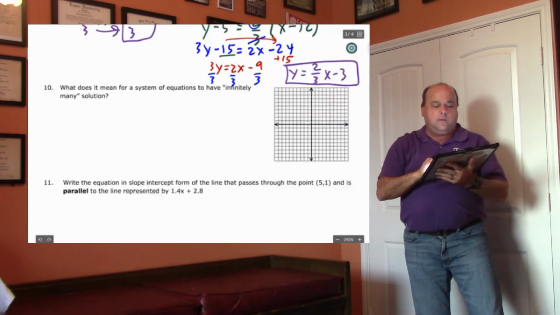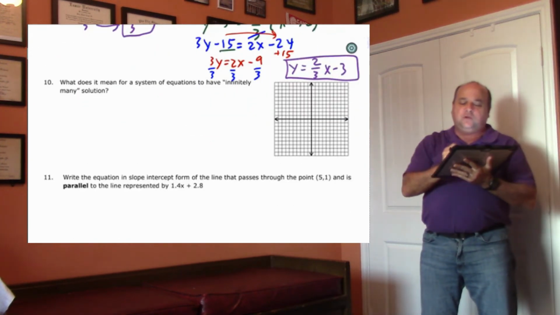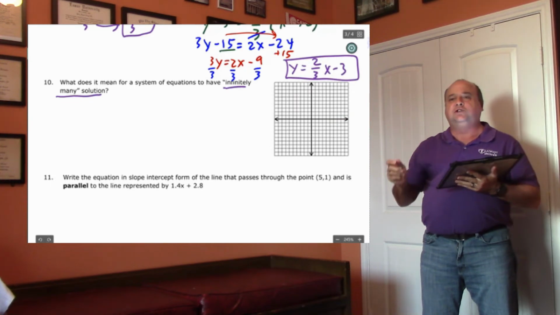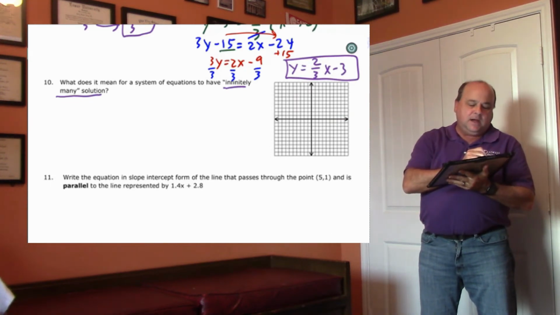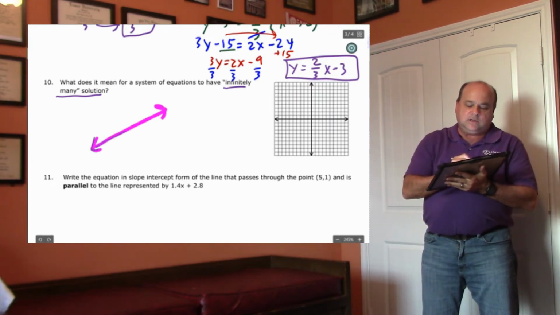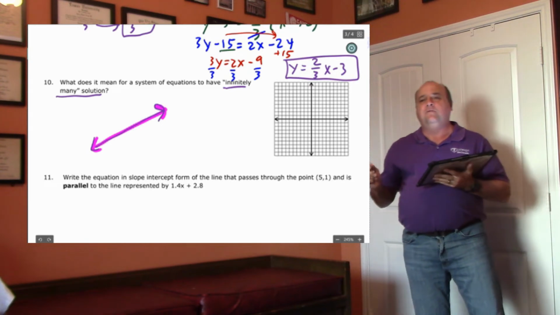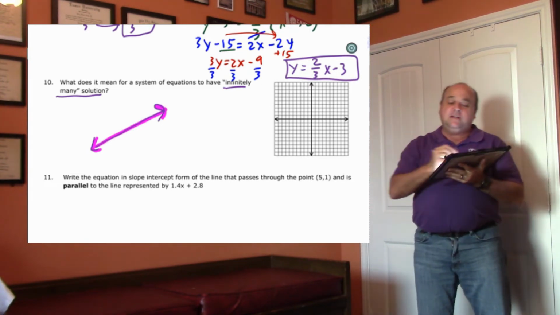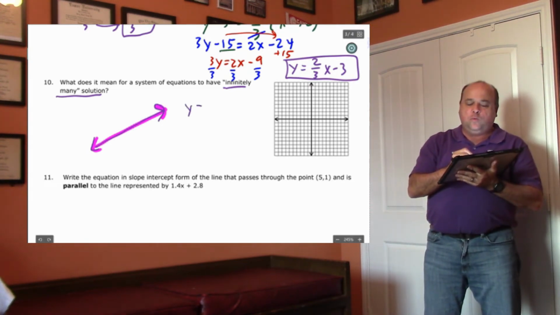Continuing on, number 10. What does it mean for a solution to have infinitely many solutions? This means that if you graph one line, and I could do this one with a thick line, the next line is going to be the same line right on top of it. That means basically, let's write this down. Y equals 2x plus 3. Multiply everything in that equation by 2.